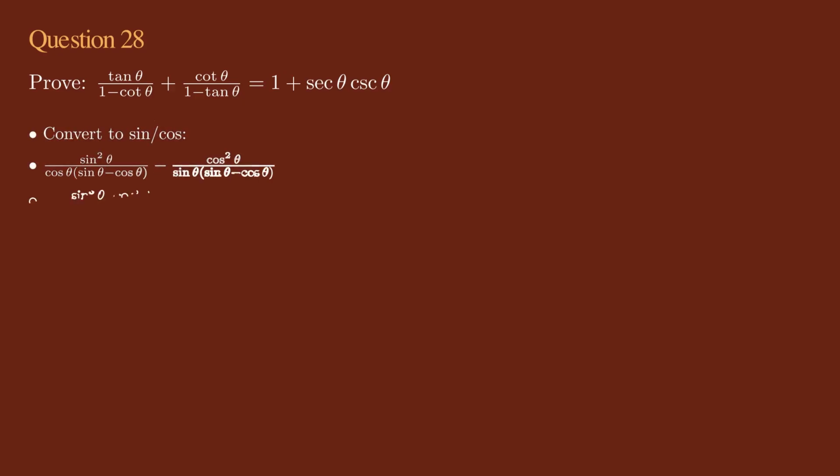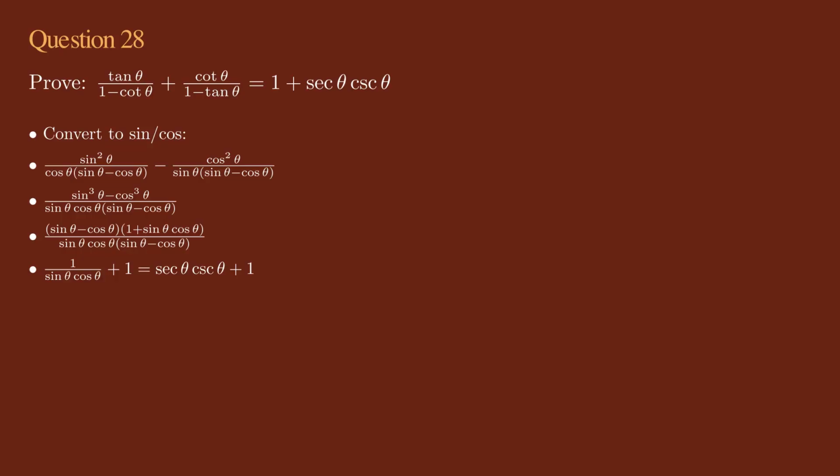Question 28. Prove the given trigonometric identity involving tan and cot. Convert tan and cot to sine and cosine. Simplify the fractions to get a common denominator. The numerator becomes a difference of cubes. Factorizing and cancelling terms, we get 1 over sine cos, plus 1. This simplifies to secant theta cosecant theta plus 1. Proved.